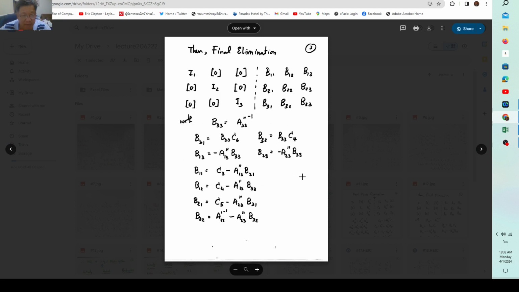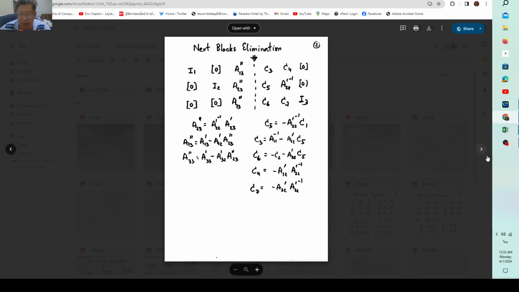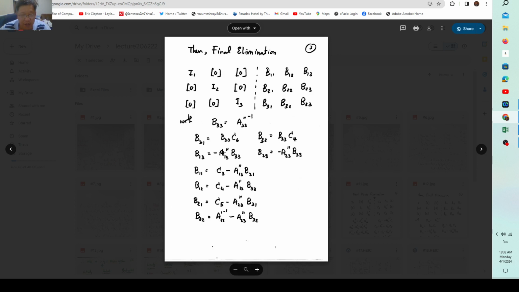So you can write B23 and B13 immediately. B13 belongs to this pivot element that you try to eliminate. The original value for this is A13 double prime. So B13 is A13 double prime times B33, A13 double prime times this one, and then since the original value is 0, you get a 0 submatrix minus A13 double prime times B33.